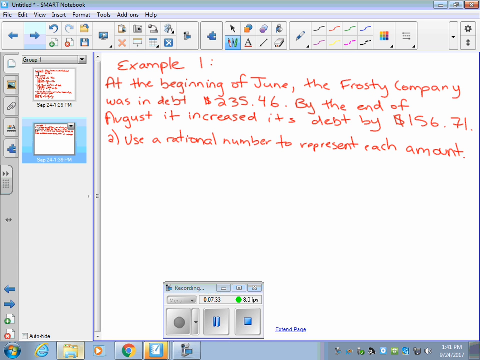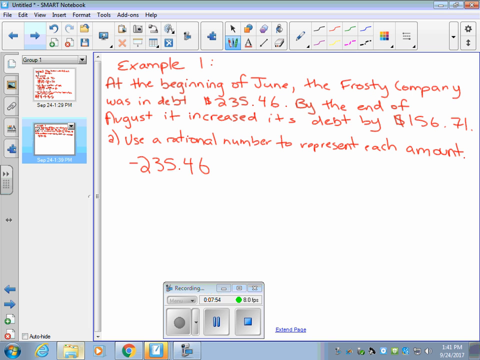It says it was in debt $235. In debt means that it's going to be a negative number. So the first one is going to be negative 235.46 because it's in debt, below zero. They don't have enough money in their bank account.